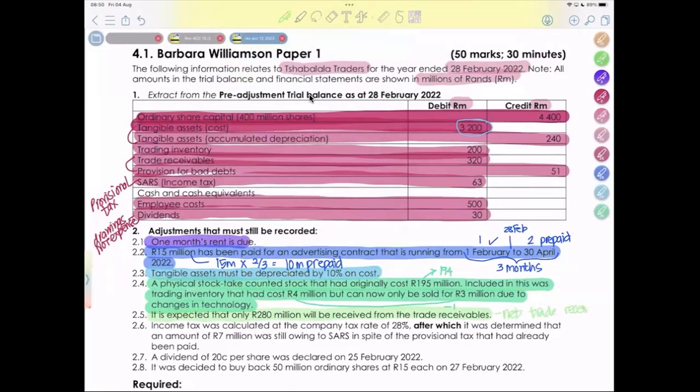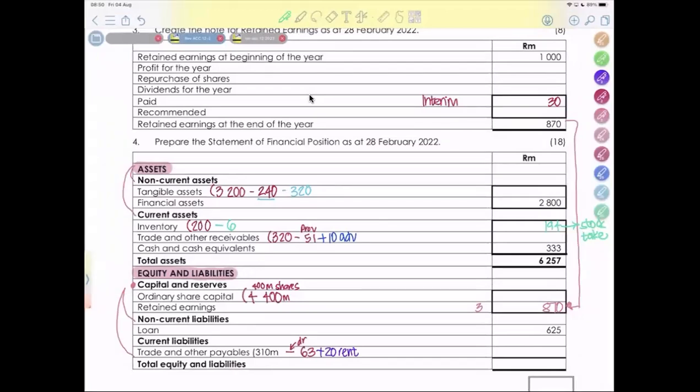So we need to now go and have a look at trade receivables and make the net amount 280. If we have a look at trade receivables at the moment, that's what we've got. If we want to take the 320 and turn it into 280 net, you can see that the provision, instead of being 51, needs to be 40, because 320 minus the 40 will give you the 280 that you actually want. To get provision from 51 to 40 means that we need to reduce it by 11.